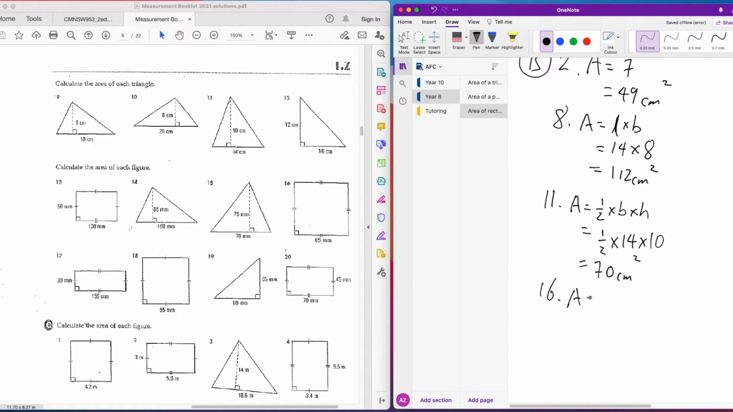So the area of a square is basically the length of one of the sides squared, right? So in this case, it's equal to 8.5 squared, which equals 72.25 millimeters squared.